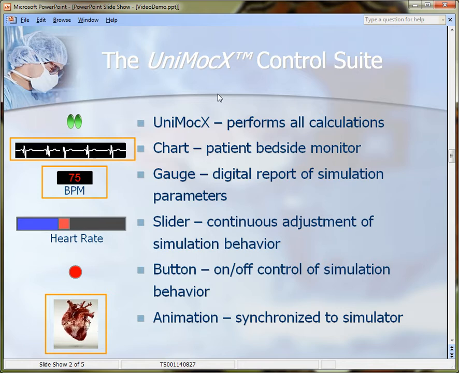Note that these three controls are consistent in the representation of the simulation's biological heart operation at 75 beats per minute. If we increase the heart rate using the slider to 124 beats per minute, again we get a consistent representation of the simulation's behavior. This button has been programmed to increase the heart rate to 140 beats per minute, and again we get consistent behavior among the display controls.